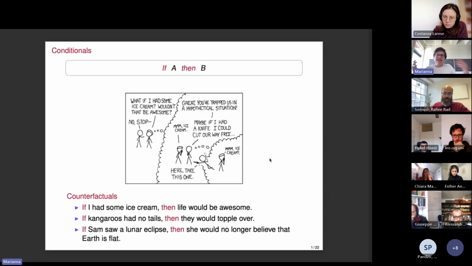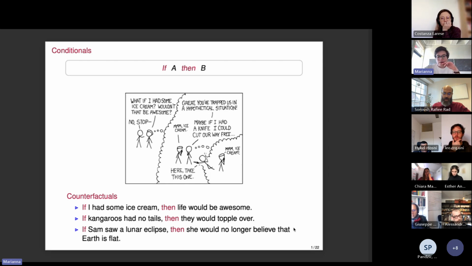So basically, a counterfactual is a sentence which describes a state of affairs or the consequences of a state of affairs which didn't occur. So more famously, you have the kangaroo example from David Lewis. If kangaroos had no tails, then they would topple over. You have a whole bunch of more historical counterfactuals. If Nixon had pressed the button, there would have been a nuclear apocalypse, and so on and so forth. So these are basically the main kind of sentences that we're going to use today.